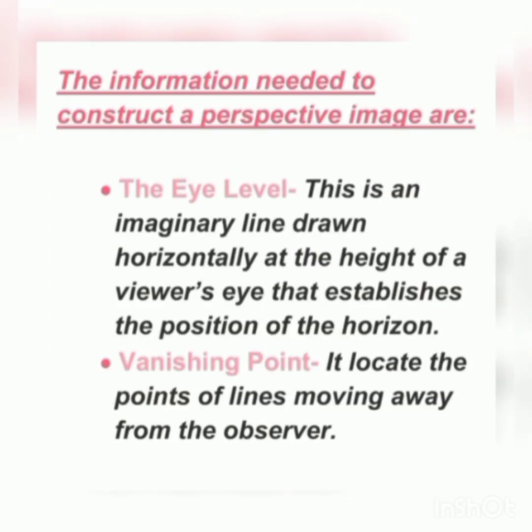Now coming to the requirements to create a perspective drawing. The basic two information needed are the eye level and the vanishing points. The eye level is an imaginary line which is drawn at the height of the viewer's eye. It is also known as the horizon line. The vanishing points generally help us to locate the points of lines that are moving away from the viewer.